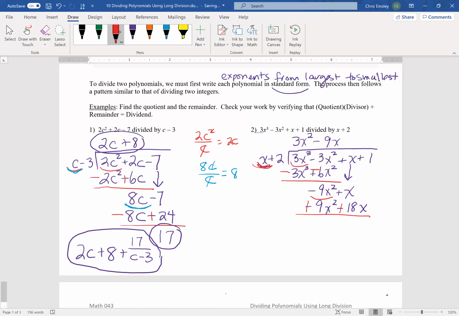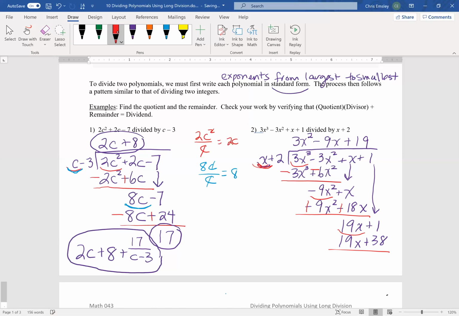Minus 9x squared plus 9x squared, that zeroes out because we planned it that way. X plus 18x is 19x. Bring down your last term. What do you have to multiply x by to turn it into 19x? Well, we'd have to multiply it by 19. Distribute that 19 down, so we get 19x plus 19 times 2 is 38.